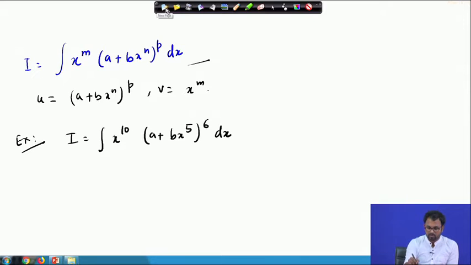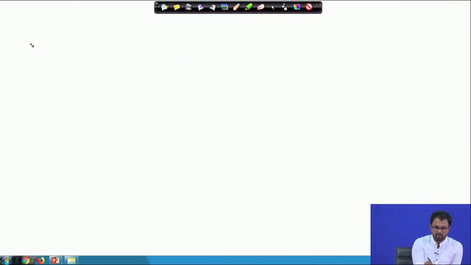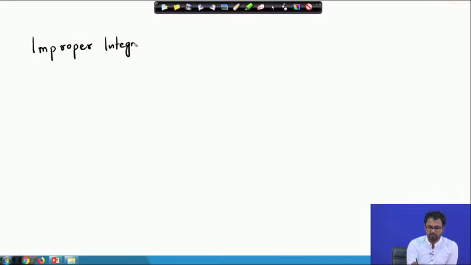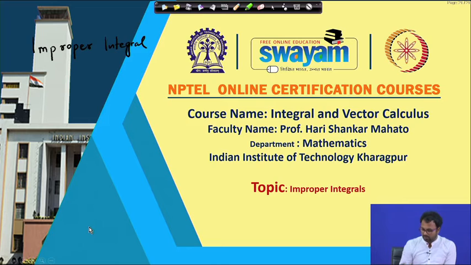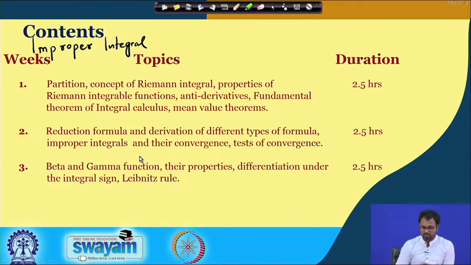So let's go to our next topic, which is improper integral. That's our next topic in the agenda. As you can see, we were supposed to do reduction formulas and their derivation, and the next topics we are supposed to cover are improper integrals, their convergence, and some tests that will confirm the convergence of an improper integral.